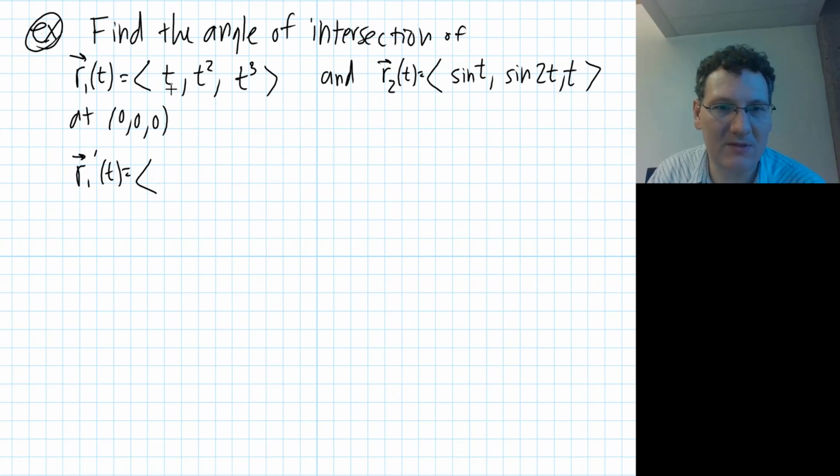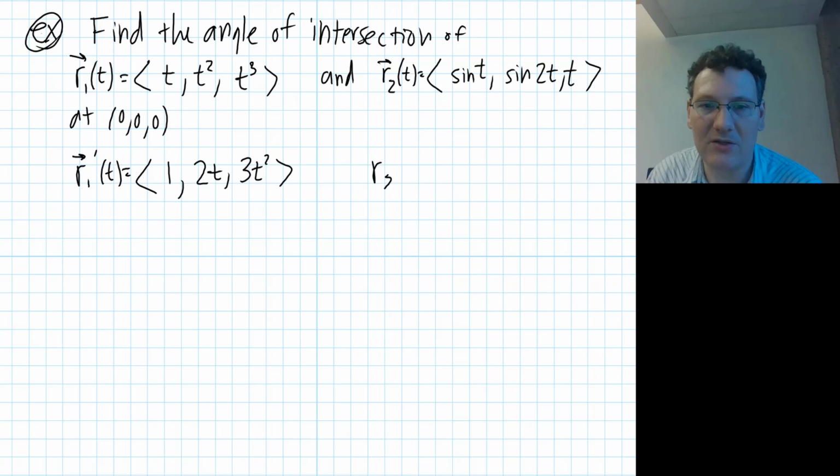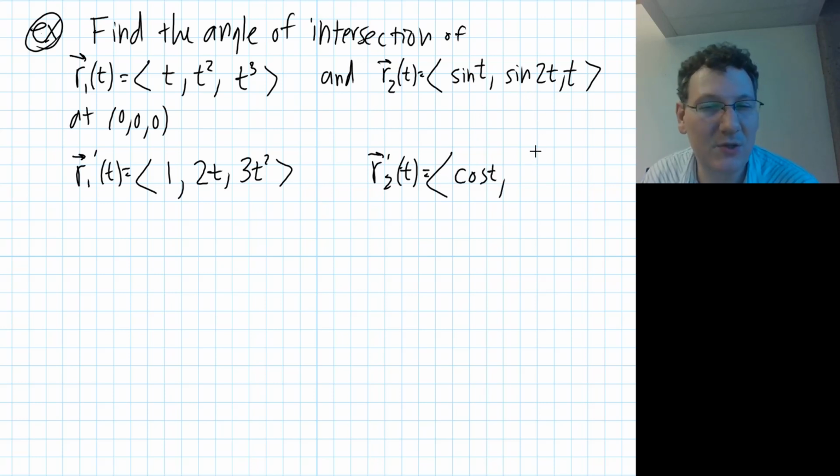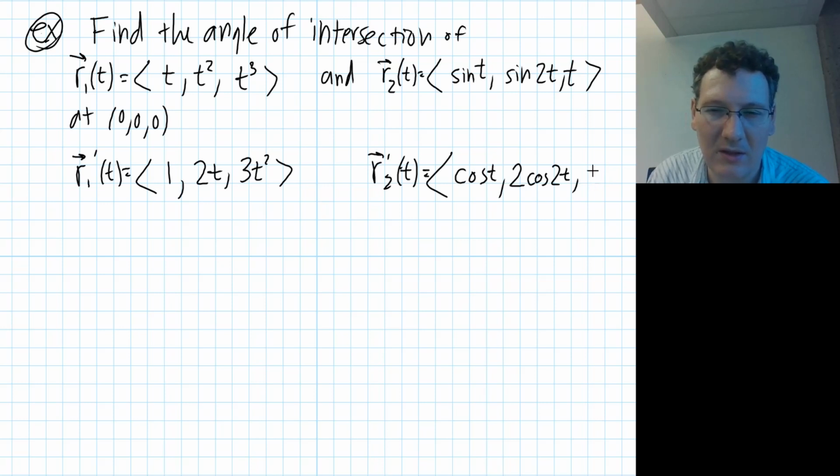So r1 prime is going to be the derivative of t is a 1, derivative of t squared is 2t, and the derivative of t to the third is 3t squared. And r2 prime of t is, okay, the derivative of sine of t is going to be cosine of t. The derivative of sine of 2t is going to be 2 cosine of 2t. Remember that chain rule. And then we have the derivative of t is a 1.